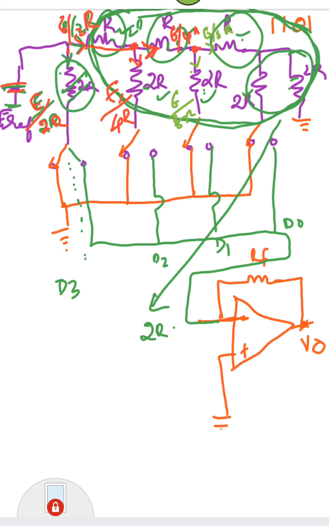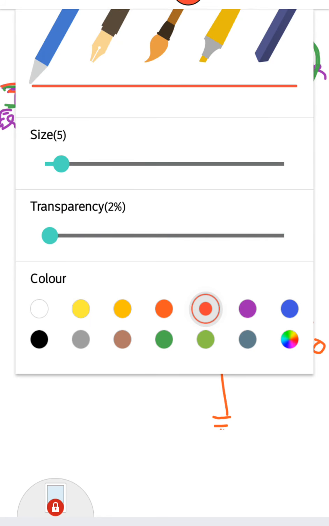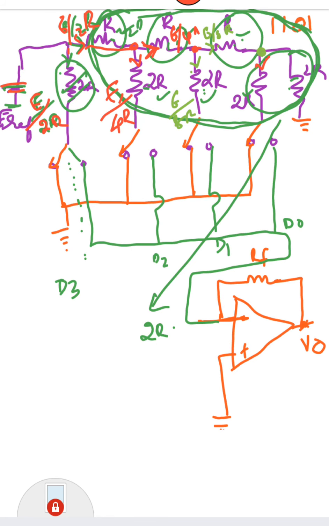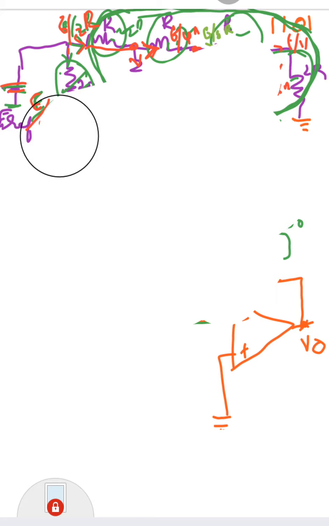Okay, and this E by 8R is coming here, again it is splitting into two, that is E by 16R here, here also E divided by 16R. So this is the division of the current. So once again I will draw.